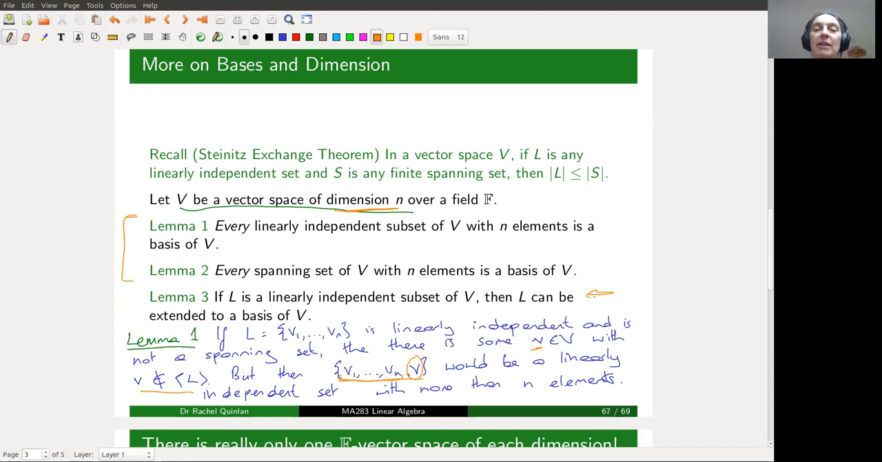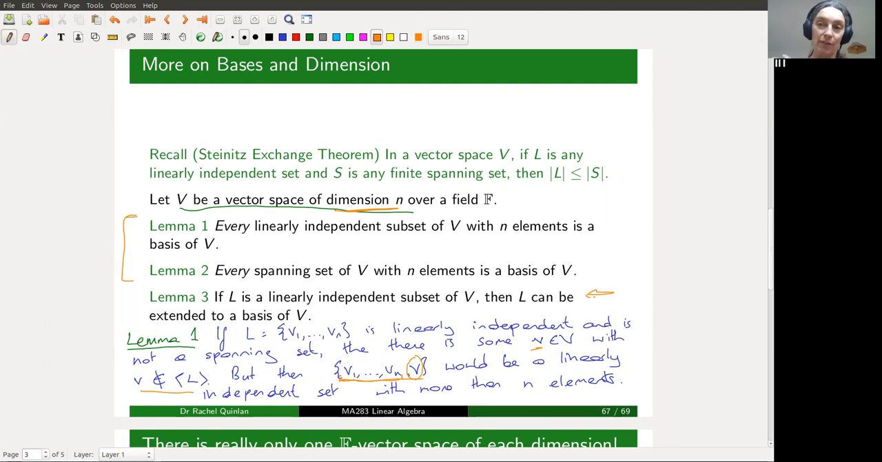The third lemma says that if L is a linearly independent subset of a vector space V which has dimension n, then L, if it isn't already a basis, can be extended to a basis of V. So last time, the kind of statement that we saw analogous to this was that if we have a finite spanning set in a vector space of dimension n, if it's not linearly independent, then you can basically throw out elements until it is linearly independent and is still a spanning set.